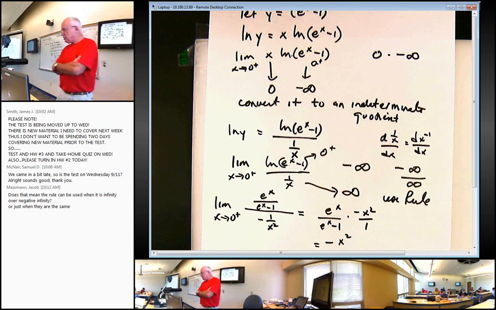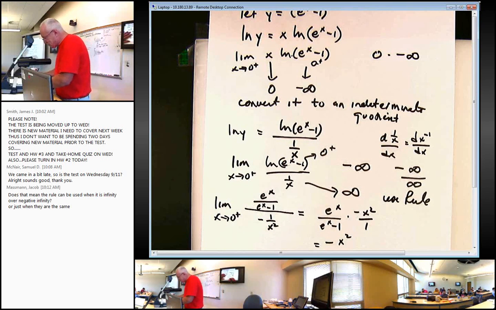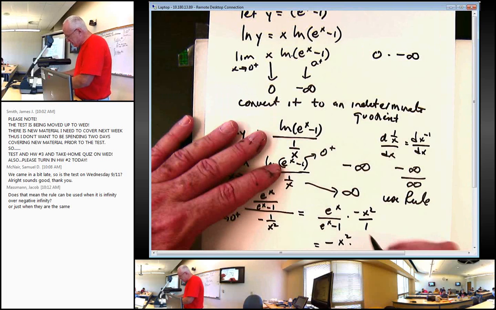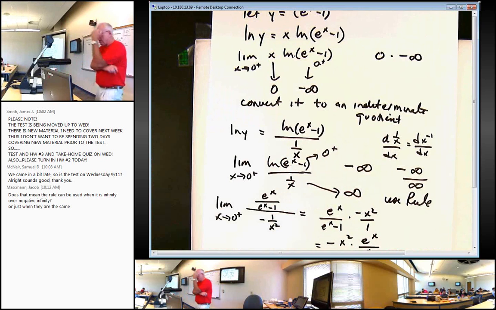All right, this is tricky. Okay, let's just do this. Gives us a minus x squared times e to the x over e to the x minus 1. All right.